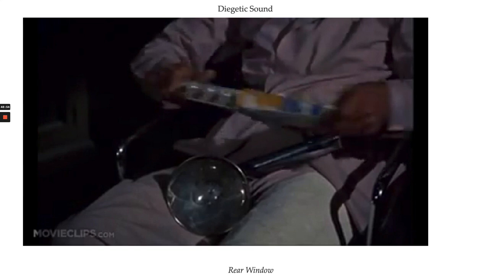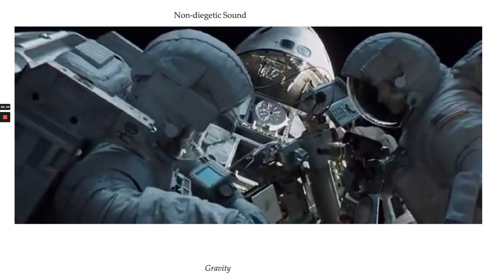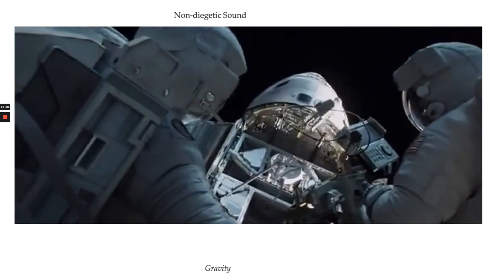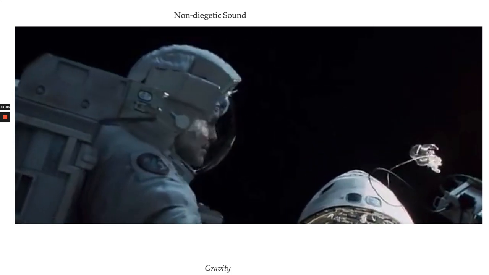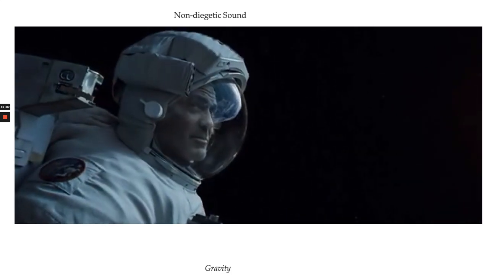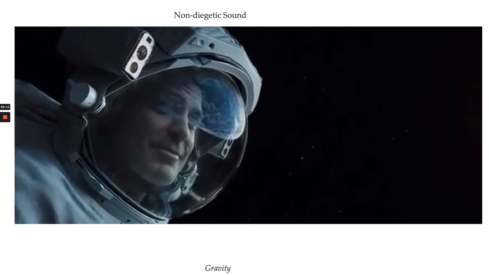Non-diegetic sound is sound that the characters don't actually hear. So here is Gravity. The diegetic sound of them talking, right? But then the non-diegetic sound is going to be the sound that's played when you see the Earth.